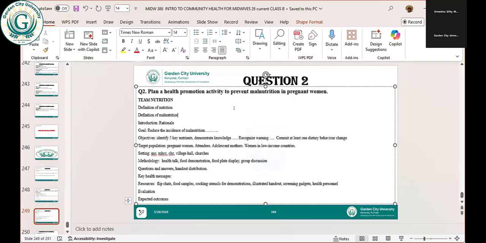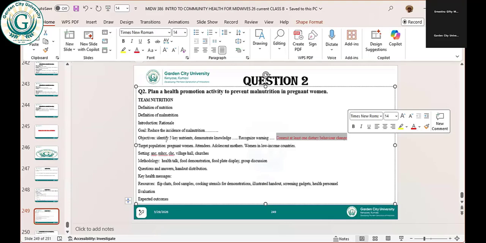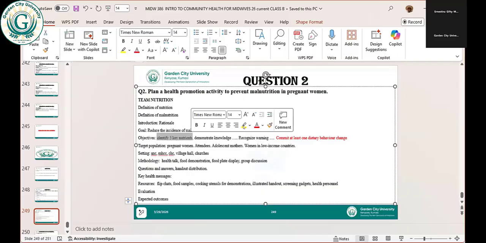If you are reducing the incidence of malnutrition, what percentage are you looking at? So if they commit, how will you measure to commit at least one dietary behavior change? How will you measure that? I believe you did research methods, so you should know that when you are writing your objective, it should be smart, it should be simple, it should be measurable.